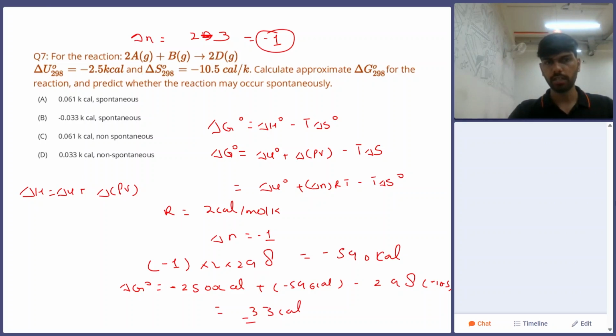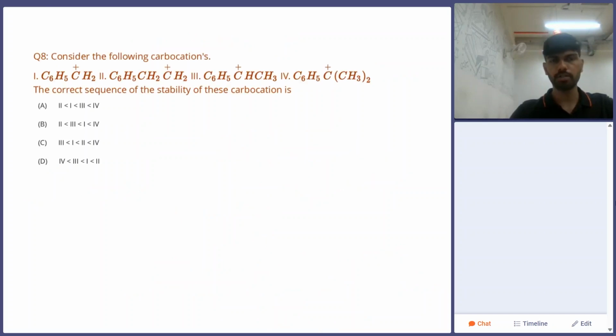33 calorie, in terms of kilocalorie, becomes 0.33 kilocalorie. Is there any such answer? Yes, option D, and this is a non-spontaneous process. Now the next question: consider the following carbocation.